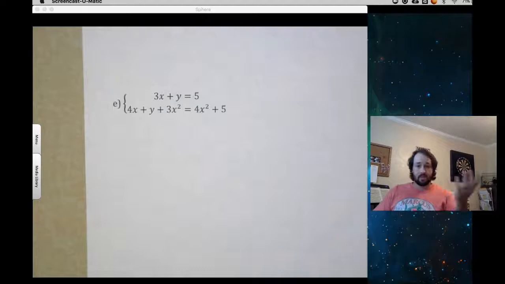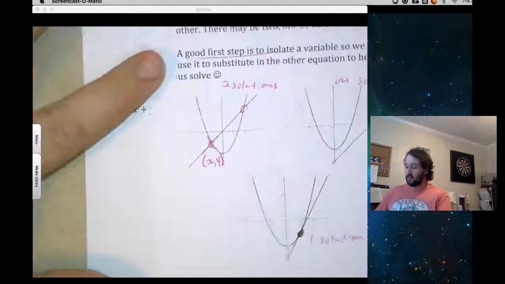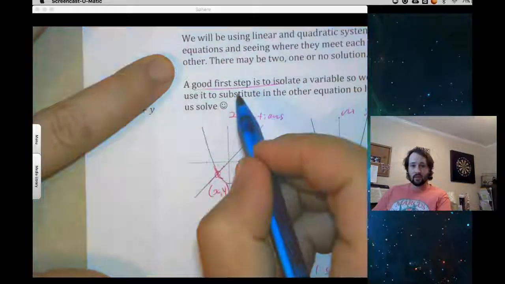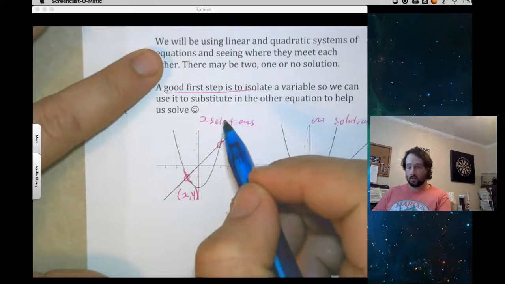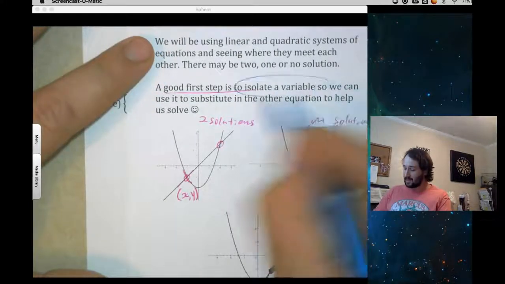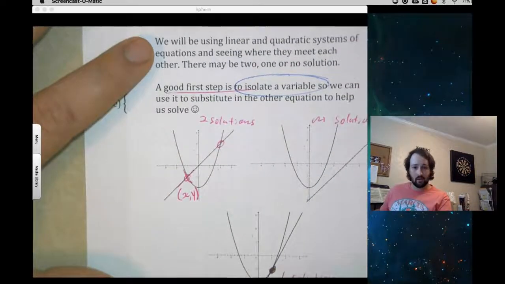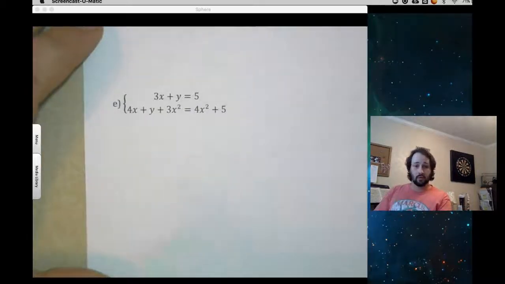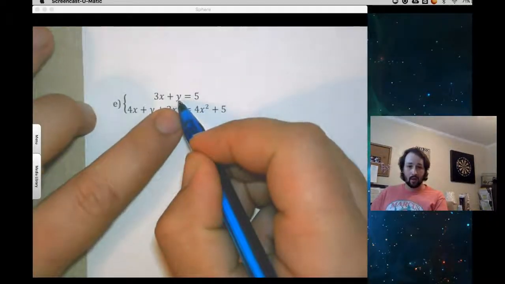That's it. All right, these last two are a little bit tricky because notice it's all jumbled up. But that's fine, it's no big deal. Because what I would do, and this is where this first part comes in, a good first step is to isolate a variable so we can use substitution in the other equation to help us solve. It really makes no difference which variable we isolate, just as long as you choose one of them to get by itself. Looking at this first equation, I would probably get the y by itself.